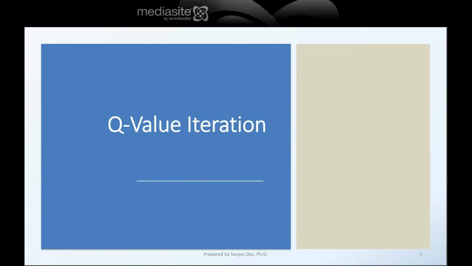Next, we turn our attention to Q-value iteration. This is exactly the same algorithm as the original state value iteration, but now instead of the V's, the values of the states, we will use the state action values or the Q values.